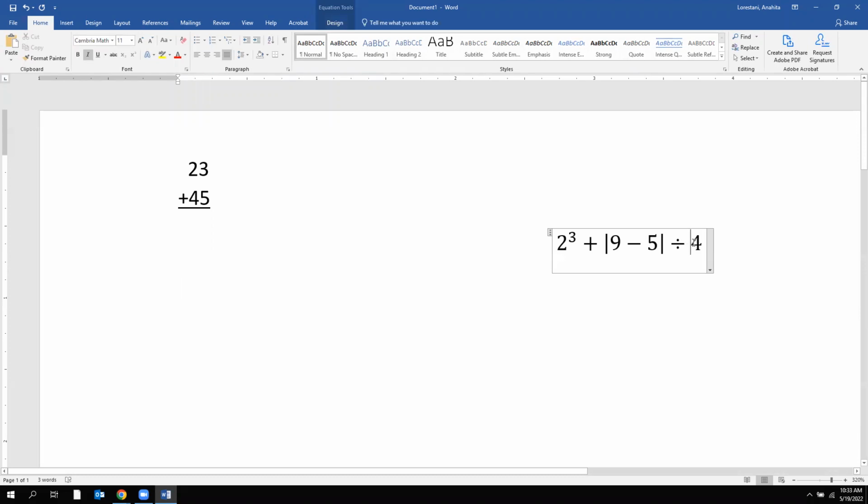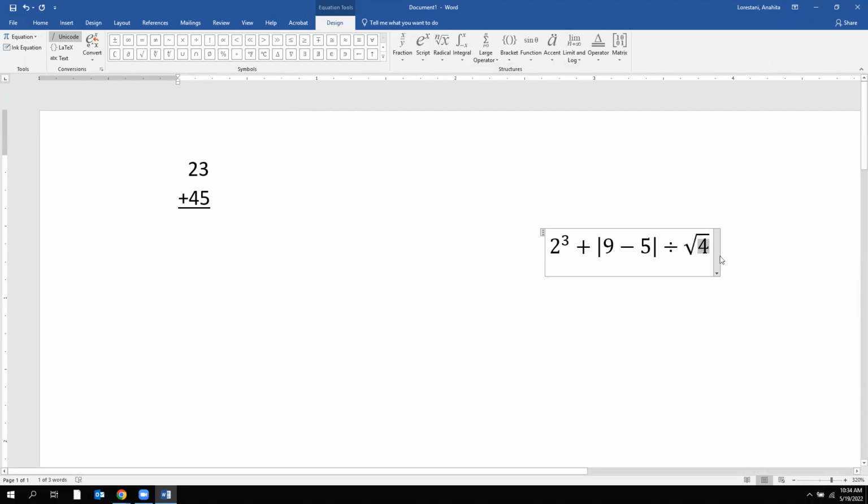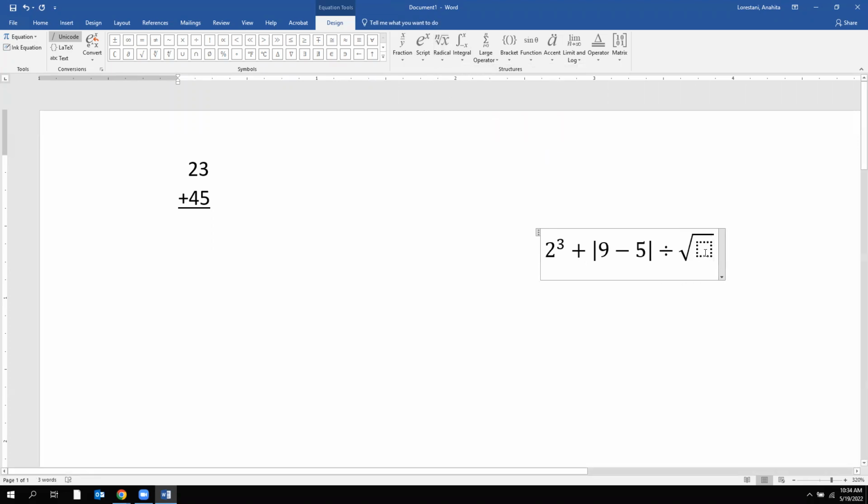We are done with this one, and I wanted to put the square root of 4. So let me, I typed 4. I want to turn that to square root. So you just highlight 4 and go back to design, radical, and you just want a square root. But in order to highlight, to get a square root over 4, you have to highlight 4 and then do that. Or at the beginning, if you remembered, you could have gone here and picked this, put the square root sign first, and then put 4.